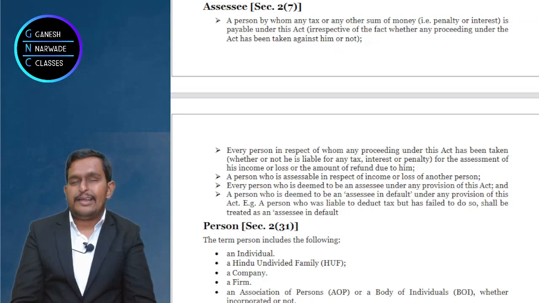Now, second point, if on him the proceedings under income tax are conducted. Suppose, for example, you are not an income earner. Suddenly the income tax department raided your house.